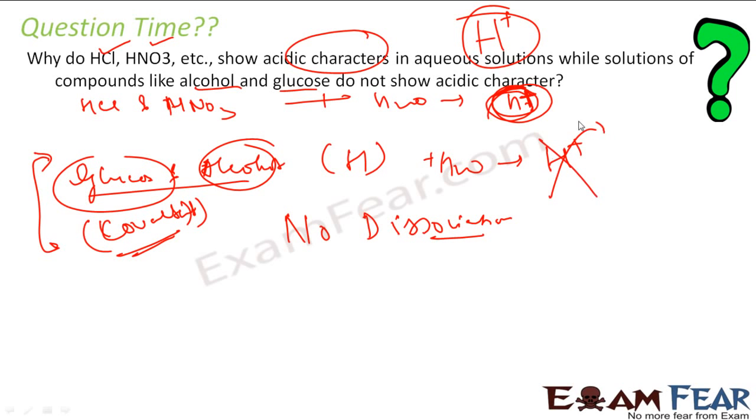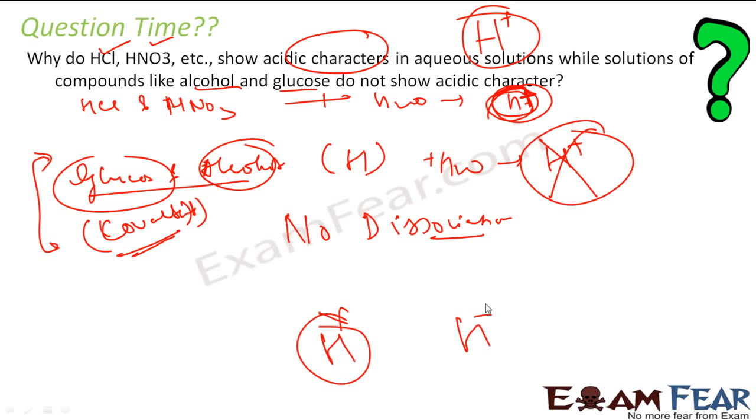They don't give H+ ions. Since they don't have H+ ions, they are not acidic in nature. So for anything to be acidic, it should have H+ ions. Please note, we are not talking about H, we are talking about H+, right? So it should have H+.